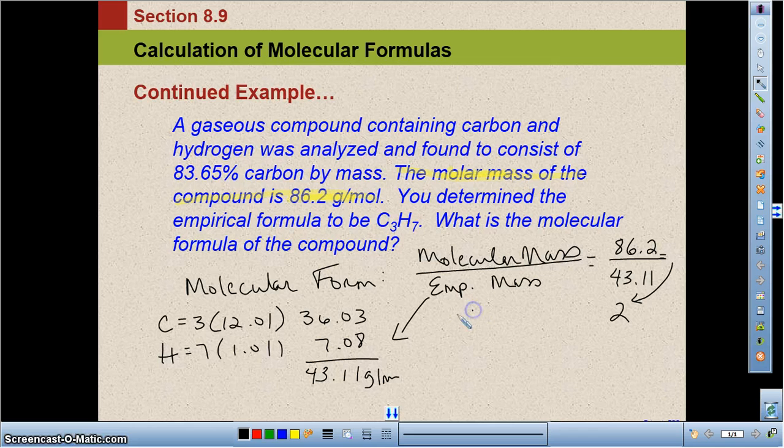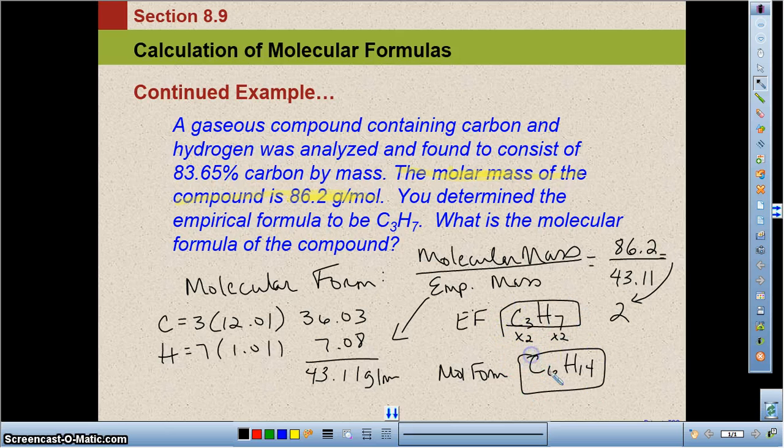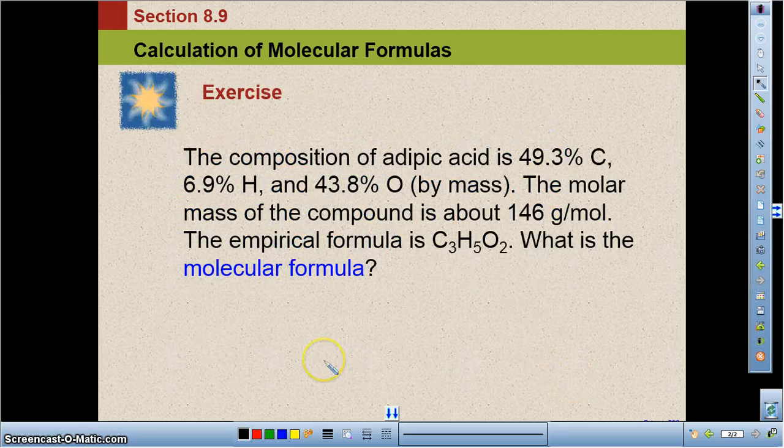So our empirical formula is C3H7. I'm going to take each subscript and multiply it by 2. So my molecular formula is going to be C6H14. So my empirical formula is C3H7. Molecular formula is C6H14, which is how this actually appears in nature when we go to find this particular hydrocarbon compound.